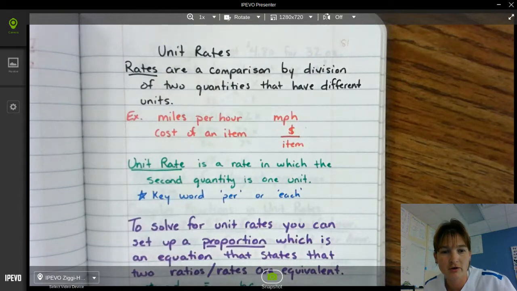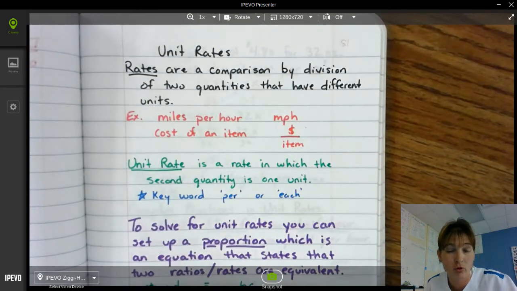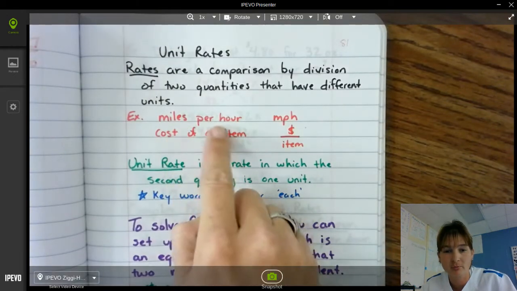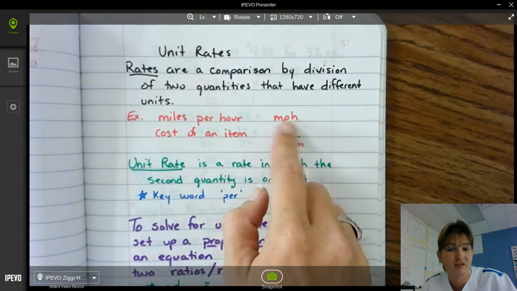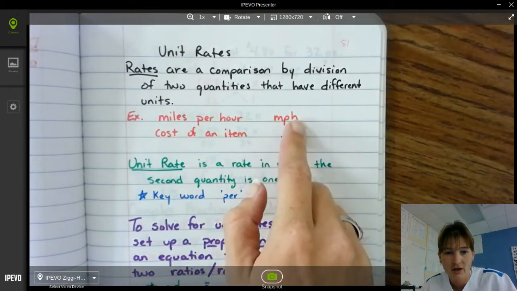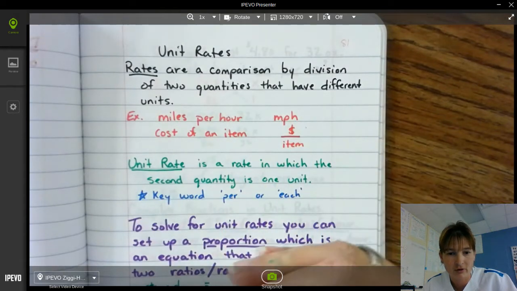All right, so a unit rate, I've already briefly talked about it in the previous lesson, is a rate that compares by division of two quantities that have different units. For example, you have miles per hour, which we use for driving. So miles per hour is typically seen as mph, and you would put miles over hours.